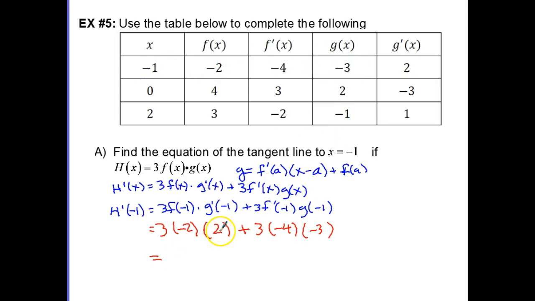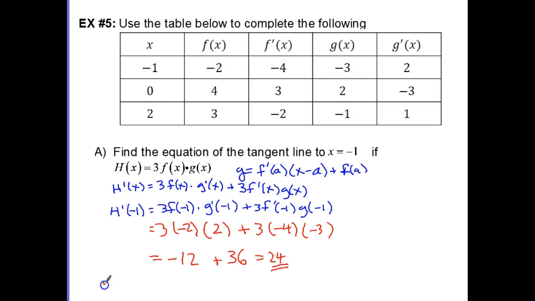All right. So 2 times -2 is -4. -4 times 3 is -12. Plus 3 times 3 is 9. 4 times 9 is 36. Negative times negative is a positive. So plus 36. And this leaves us with a positive 24. That is my slope. That's f prime of a.